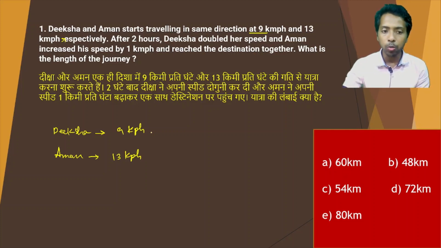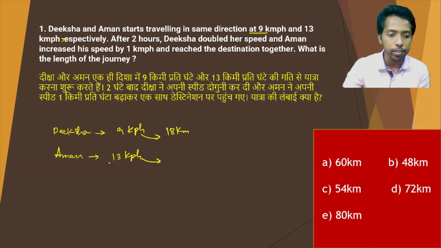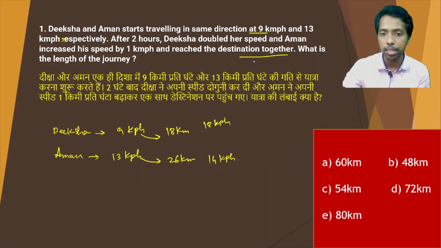So up to 2 hours, whatever the total distance traveled, we have to count it. For 2 hours, Diksha traveled 18 km in the same direction, and Aman traveled 26 km. Now after 2 hours, Diksha doubled her speed, so the speed becomes 18 km per hour, and for Aman the speed becomes 14 km per hour, right? Now it's saying that they reach the destination together, at the same time. Now what is the total length of the journey? Yes, we can easily calculate it.